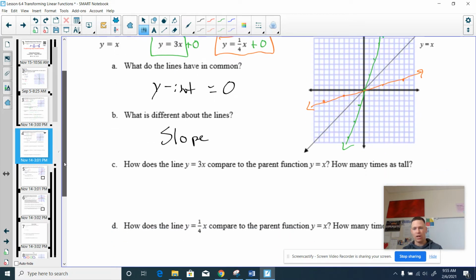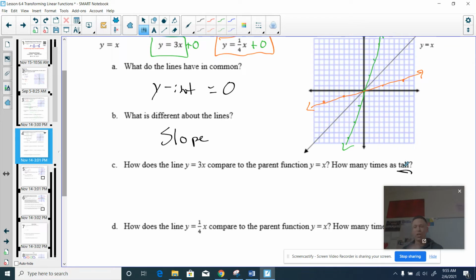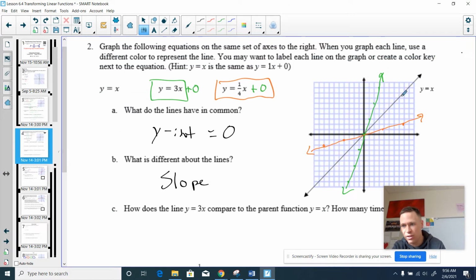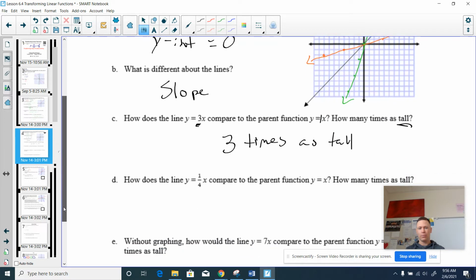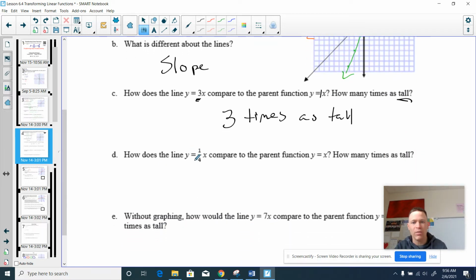Okay, and now we're going to talk about a different vocabulary word and talk about tallness of a line. How does the line y equals 3x compare to the parent function y equals x? All right, so remember this is the y equals x function. The green one is the y equals 3x. Well, to me, it looks like it's gotten taller, okay? And we can quantify how tall it has gotten because the slope is 3. The original slope is 1, right? The new slope is 3, so it's 3 times as tall, okay? It's 3 times as tall. Now we compare it to the y equals 1/4 x.